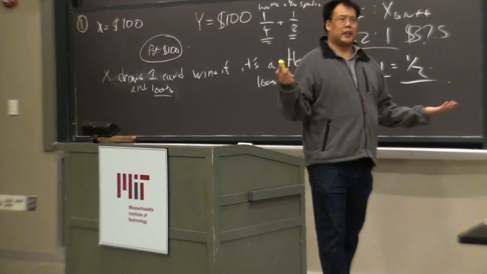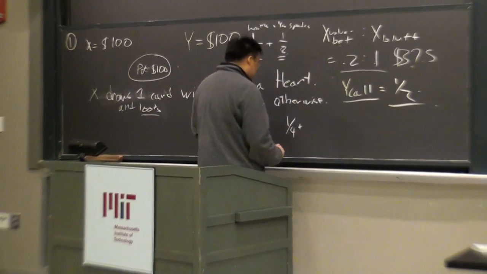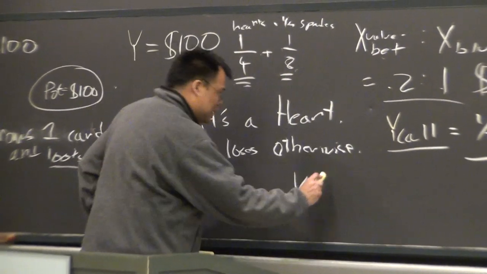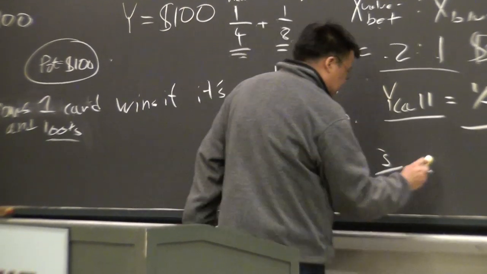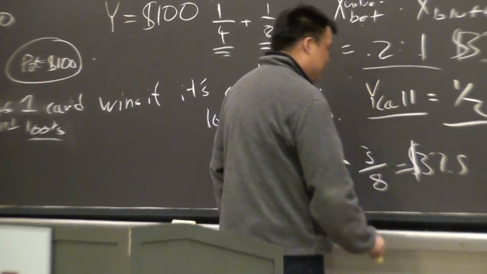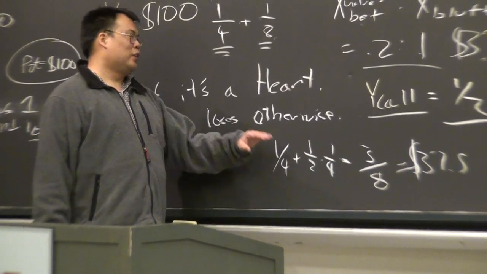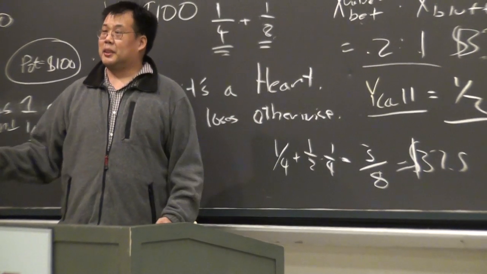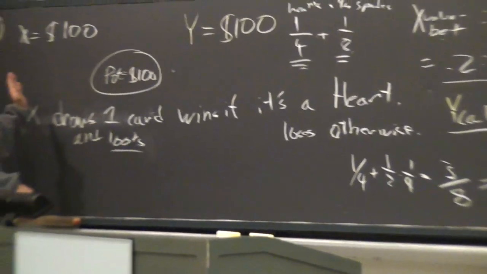So what's X's equity? A quarter of the time, he's going to bet, right? So he's going to win a quarter of the time, but he's going to get called half the time when he bets. So it's going to be a half times a quarter again, and that's going to be 3/8. So this is 37.5, right? Do you see how we get this? Y is calling half the time, so if X is just value betting his heart, he's going to win, but half the time he's also going to get another pot size bet. Okay. So the equity of this game is 37.5 to X, 62.5 to Y.